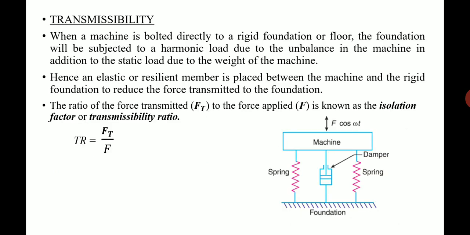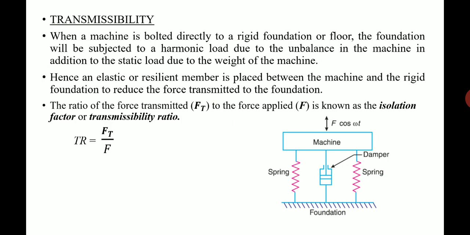Next important topic is transmissibility. Usually you might have seen machineries which are bolted to the ground, such as most of the machinery in lab equipment. So when the machine is operating, a certain amount of vibration will be transmitted to the ground. Our aim is to reduce the amount of vibration which is transmitted to the ground. So we'll keep some kind of stiffness or resilient members such as springs or dampers in between the machine and the ground.